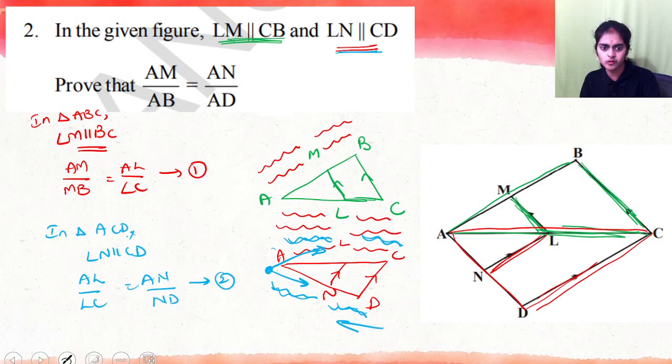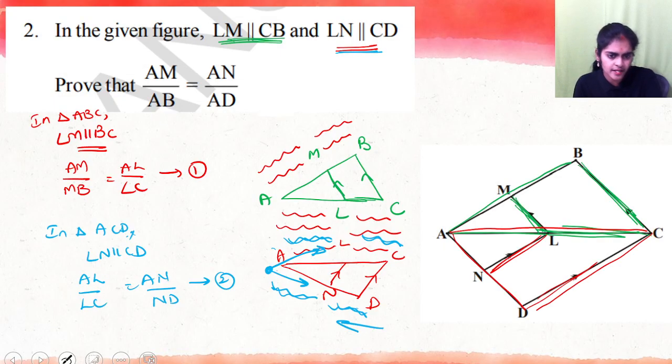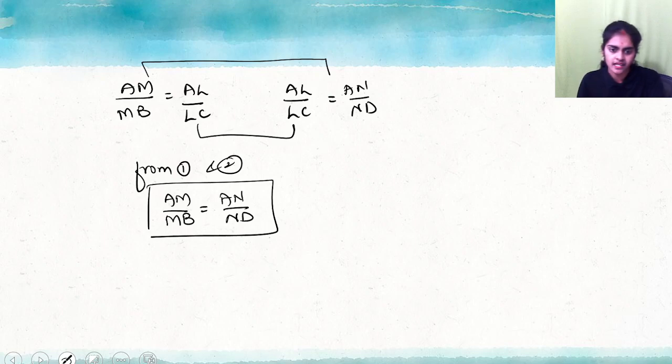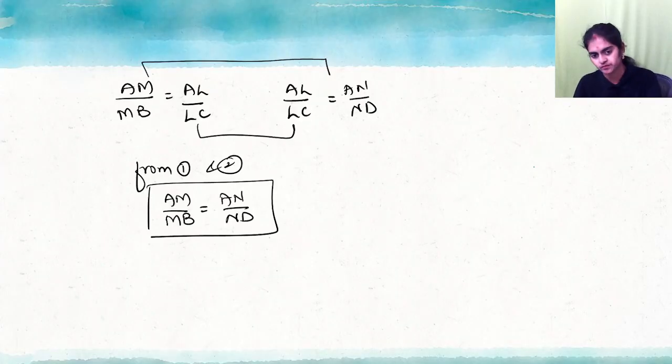Just see what I have to prove: AM by AB is equal to AN by AD. AM by AB is equal to AN by AD. So here, let me just rewrite this here. Actually I have the figure this way.